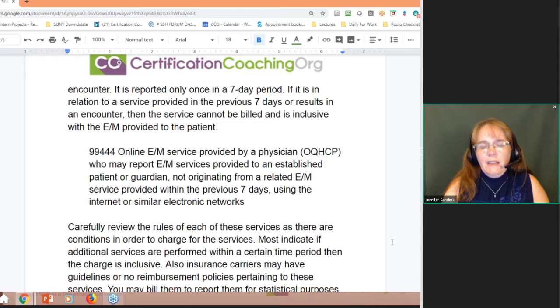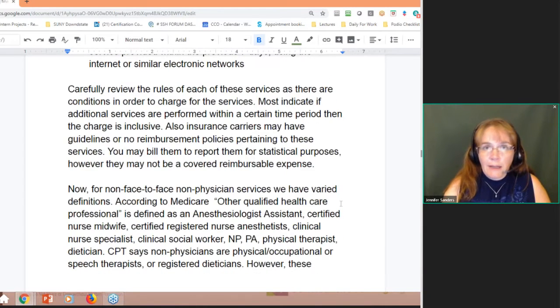So one example is 99444, an online E&M provided by a physician or other qualified healthcare professional who can report E&M services. So we all know not everybody can report E&M services, right? So we need to carefully review the rules of each of these services, and they're all outlined in CPT, because a lot of them say if you're going to come back and be seen in an additional amount of time or a certain amount of time.